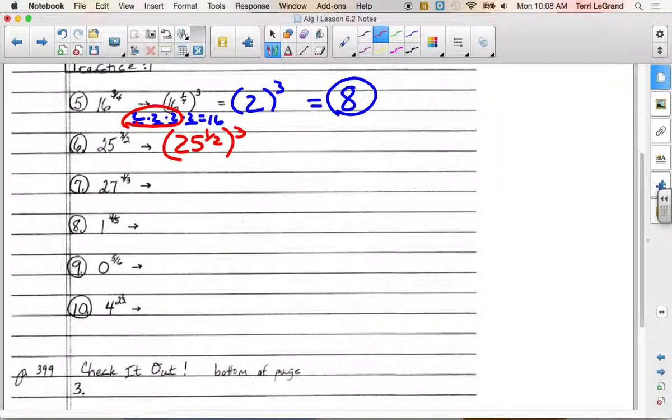So, 25 to the 1/2 power really means what times itself twice is 25? 5. Okay, so 5 times 5. So that tells me I have 5 now. And it's not a negative number, so I don't have to put it in parentheses, do I? Because I'm going to take it to the 3rd power. And it's not negative, so I can leave those parentheses out if I want. What's 5 to the 3rd power? 125. Oh, it did get bigger.